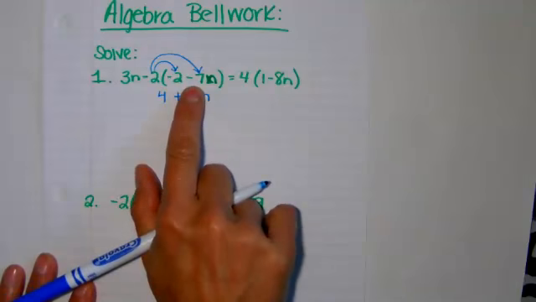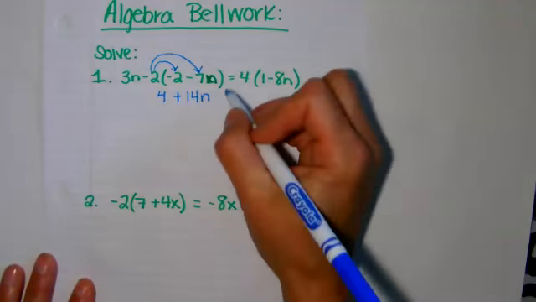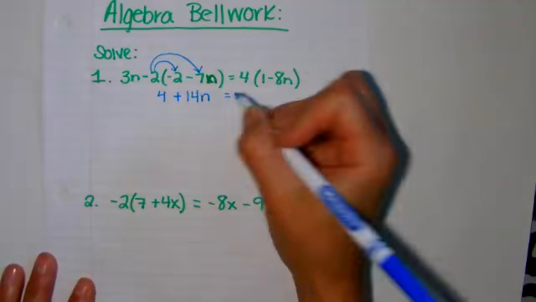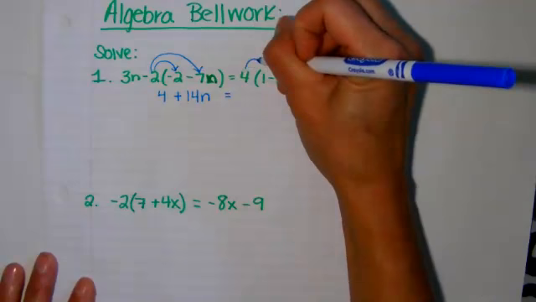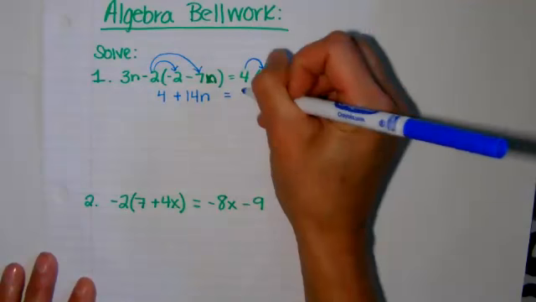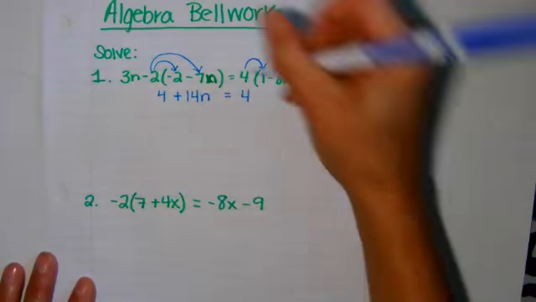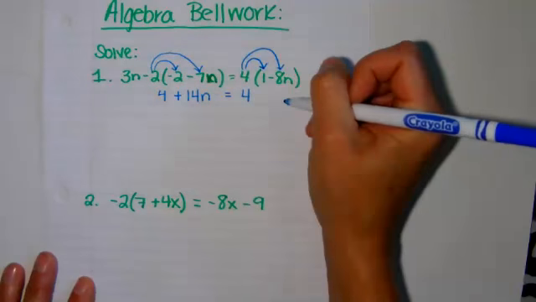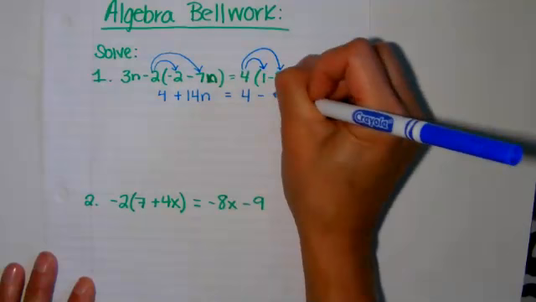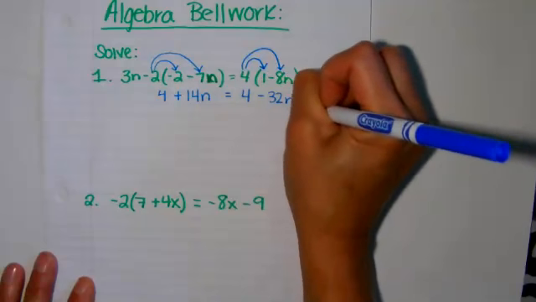All right? Now, on the other side, you also have parentheses, but you want to make sure you put your equal sign down. And we're going to do this again. Positive 4 times positive 1 is positive 4. Positive 4 times negative 8n is going to give us negative 32n.